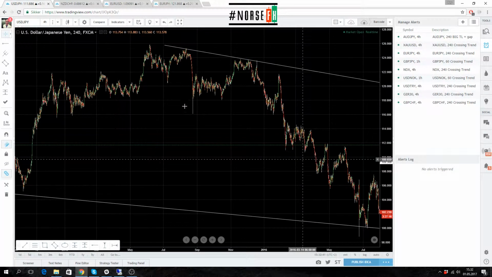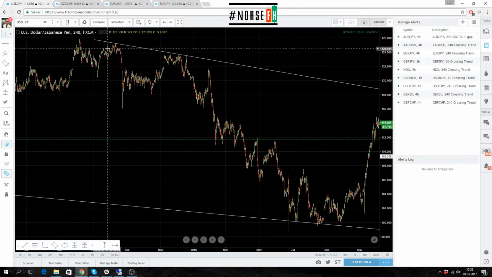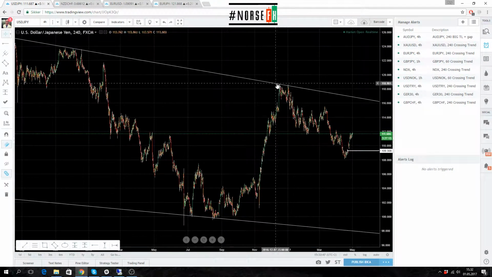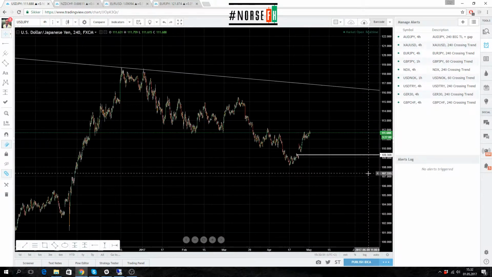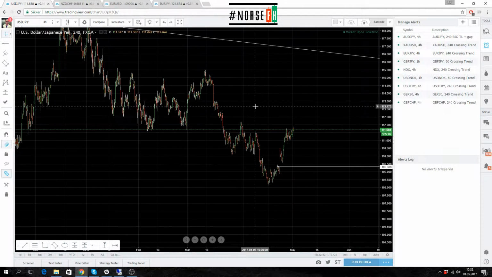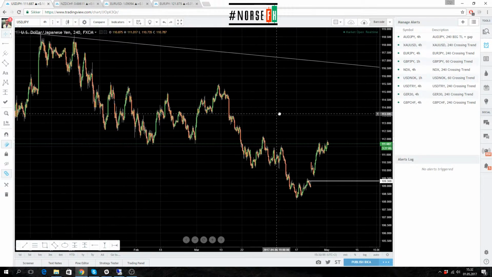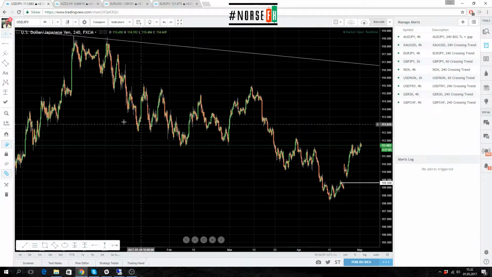Looking back to 2015, we have a trend line here. We are coming off from a double top right here, and I'm watching this big trend line and a parallel play on the dollar yen.